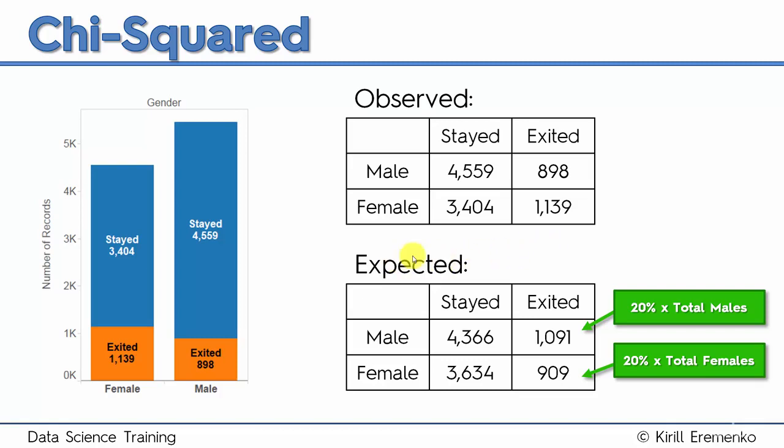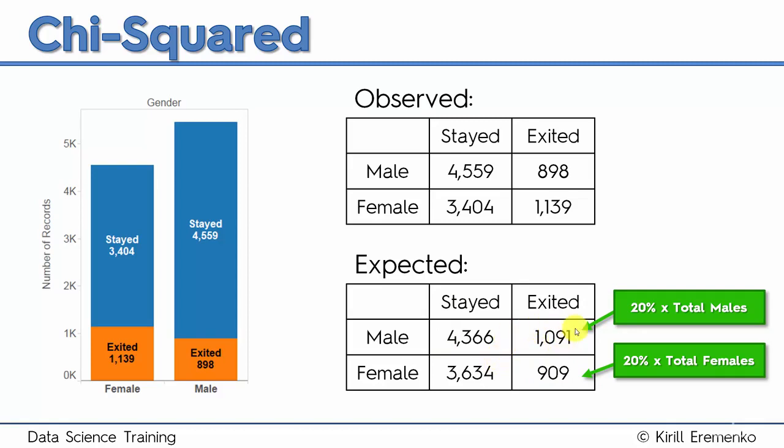So now this expected table represents what we would see if there is no dependency. So if the decision to leave the company is independent of gender, then what we would expect is that 20% of males leave and 20% of females leave. Makes sense, right? If you know that 20% of people overall leave the company from this sample size, then it should be the same for males and females. It should be 20% here and 20% here. And that's exactly how you create this table.